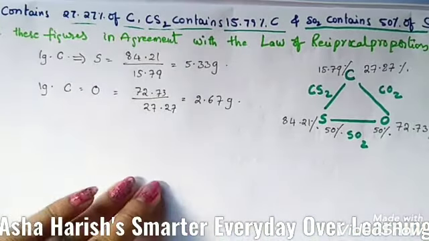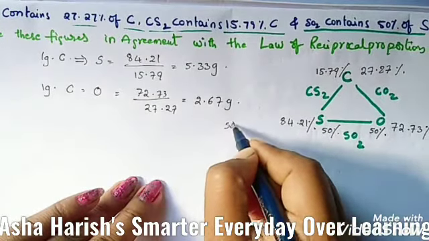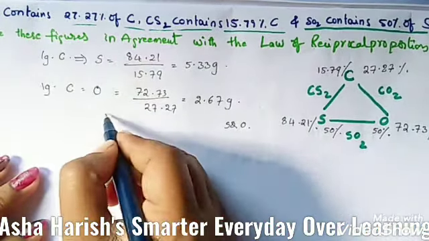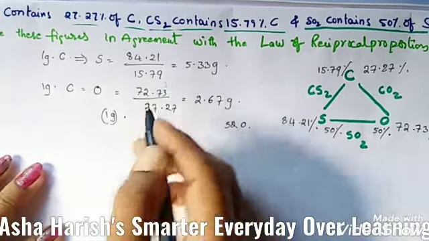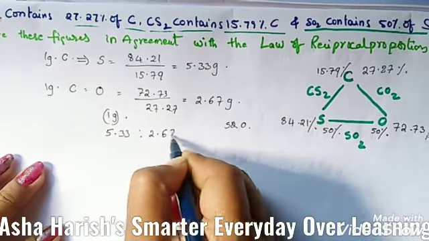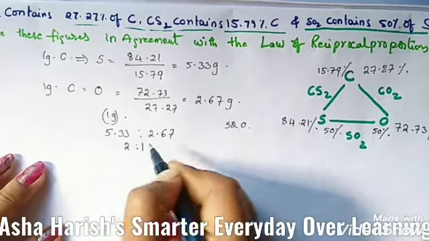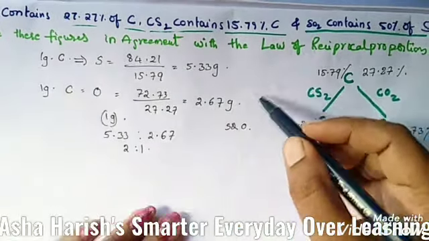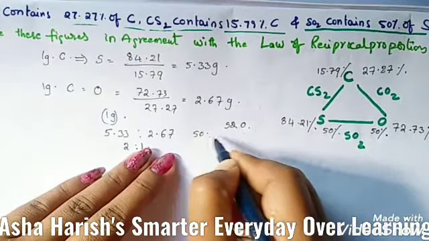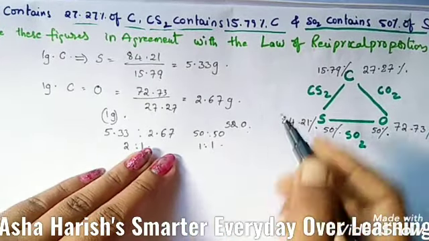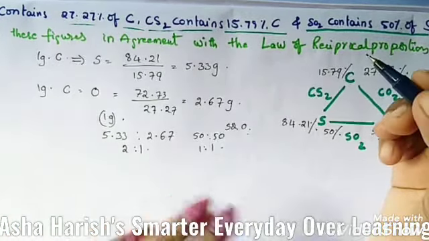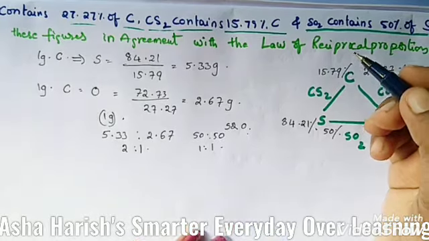Therefore, the ratio of masses of sulfur and oxygen which combine with the fixed mass of carbon, that is 1 gram, is 5.33 is to 2.67, so 2 is to 1. This is the ratio of masses of sulfur and oxygen which combine directly with each other, that is 50 is to 50, nothing but 1 is to 1. Thus the two ratios are simple multiples of each other. This is the simple solution of this question. Let's get into the next question.